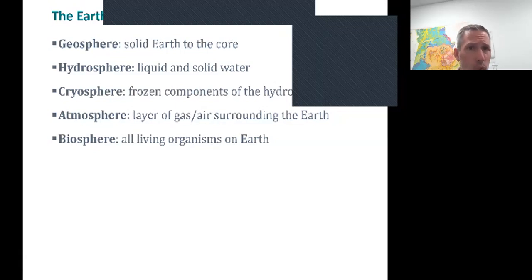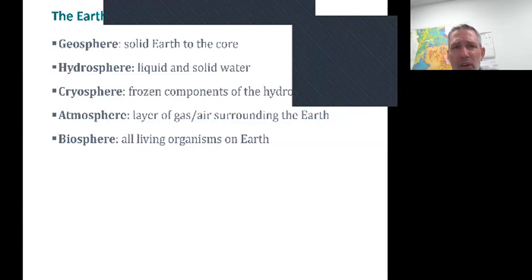The hydrosphere is all the water on Earth, both liquid and solid. The cryosphere is kind of a subset of the hydrosphere, just the ice, the frozen component of the hydrosphere. The atmosphere, all the air. And then the biosphere, all the life on Earth. Now, if I ask you, what sphere do you fit into? Most people would say it's the biosphere.